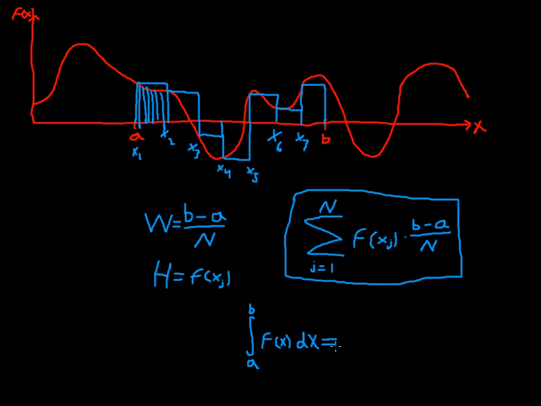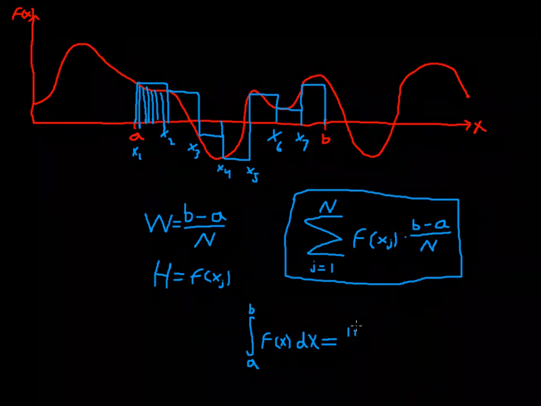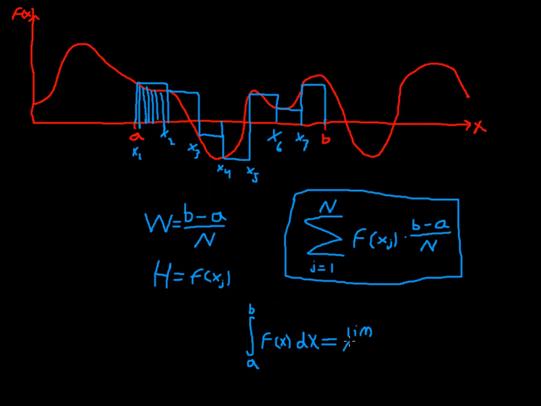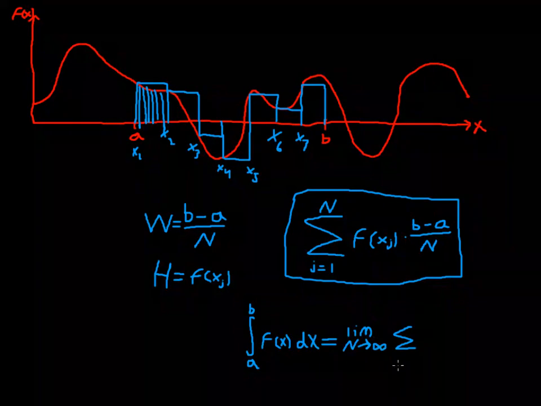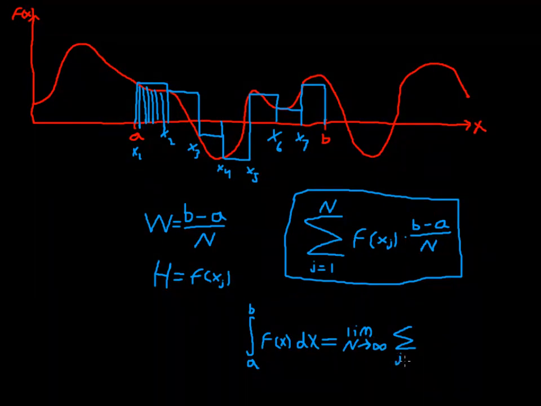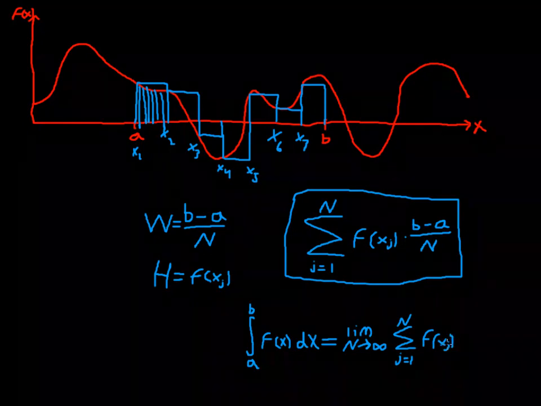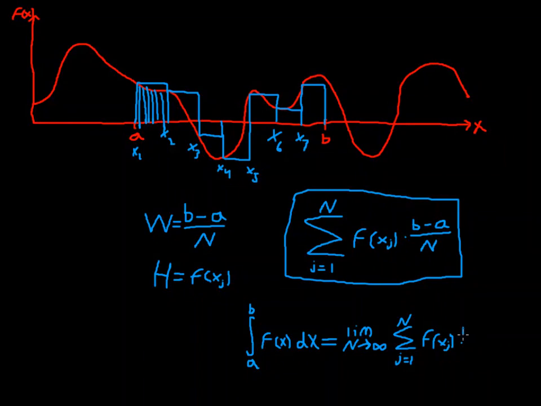And that is equal to, we can define it as, the limit as big N approaches infinity of the sum. So the integral is really just an infinite sum. It's the limit of a sum, and that's going to be important to understand. So from j equals 1 to n, f of x sub j times b minus a over n.